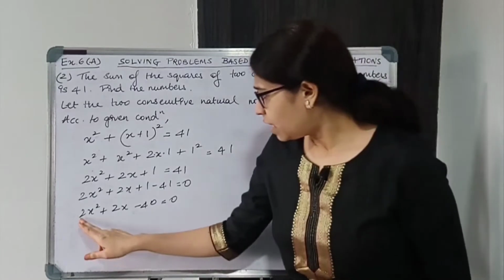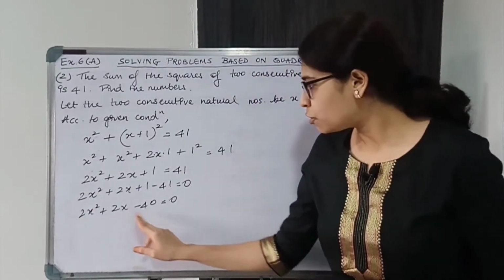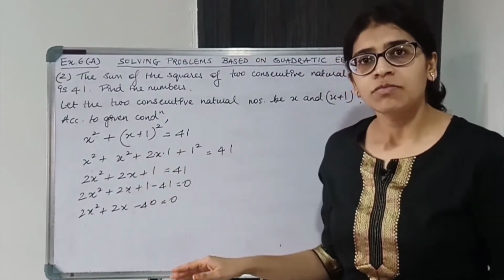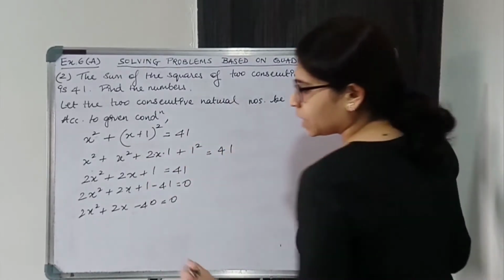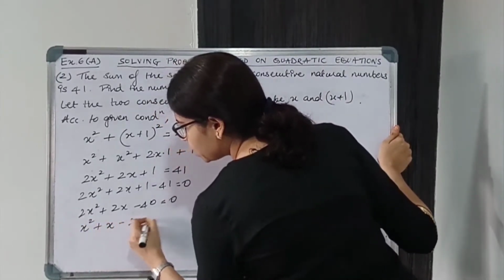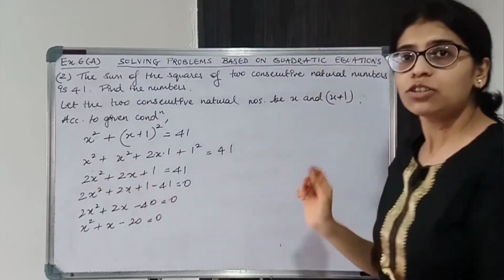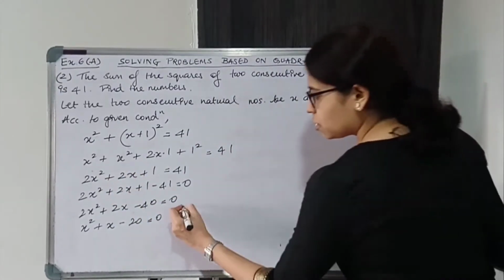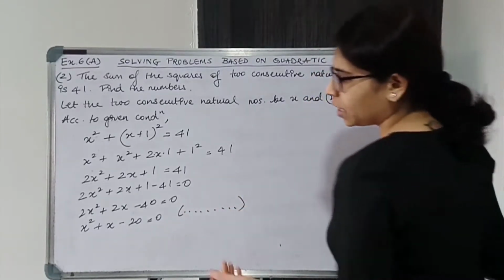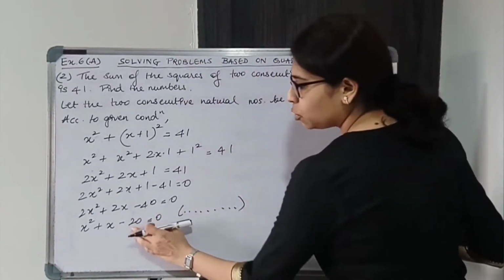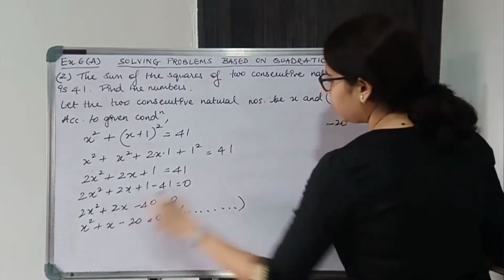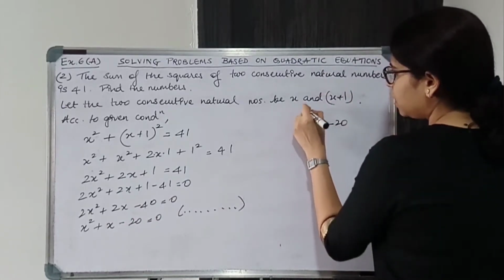Now we can divide every coefficient over here by 2. Let's divide by 2, we'll get smaller numbers. So x square plus x minus 20 is equal to 0. Dividing throughout by 2, just give the reason over here. Now it's easy. 20 is the product, minus 20 in fact, and the sum is plus 1.